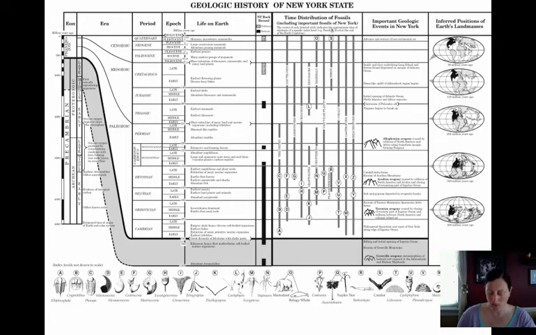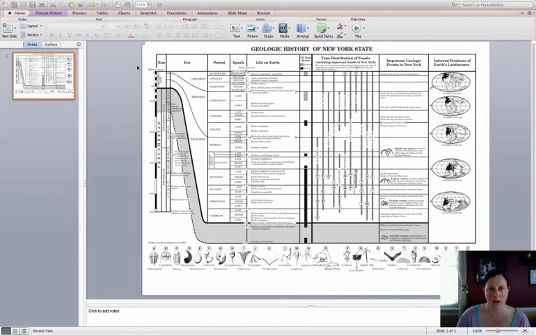Okay, today we're going to go over reference table pages 8 and 9. As you can see up here, this is the geologic history of New York State.